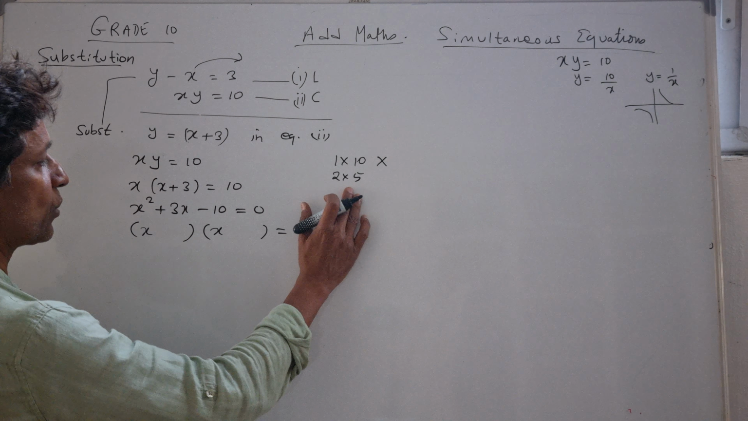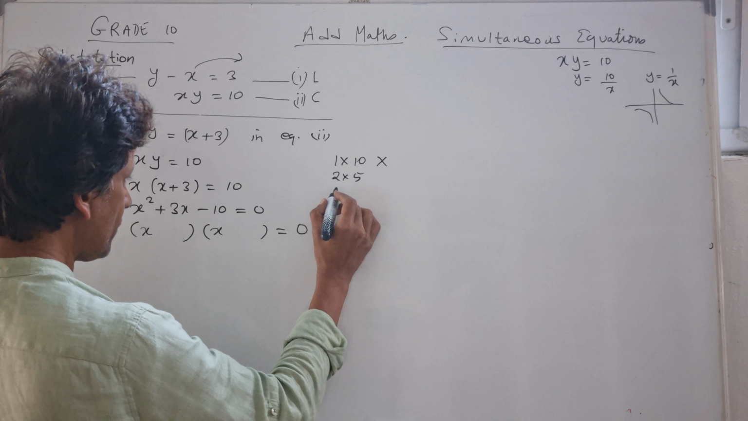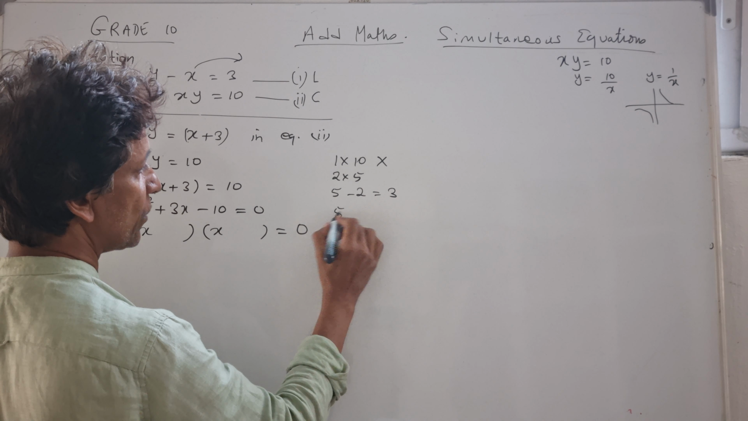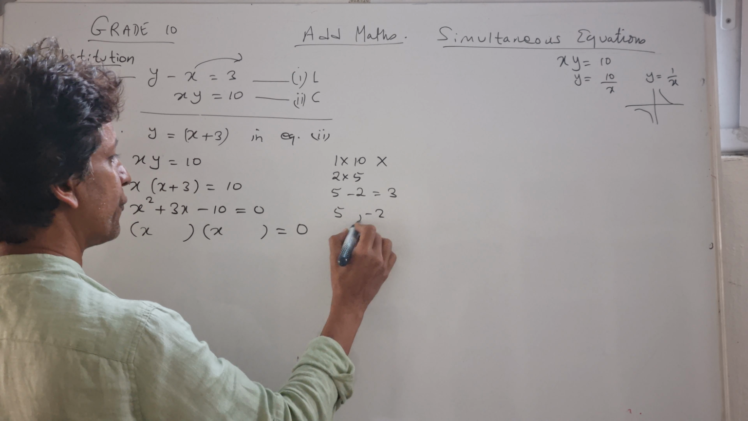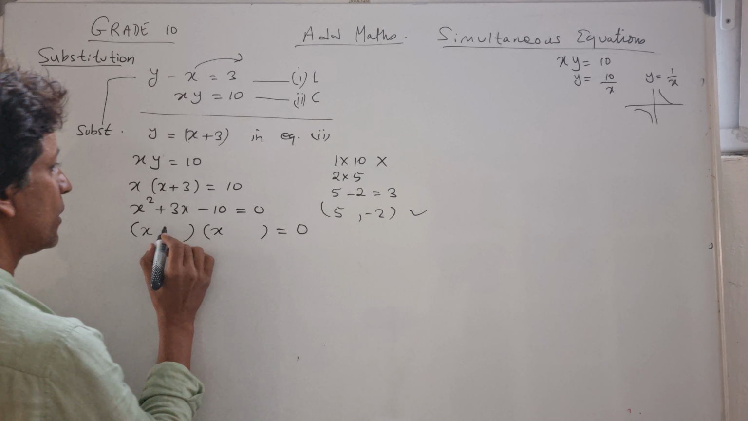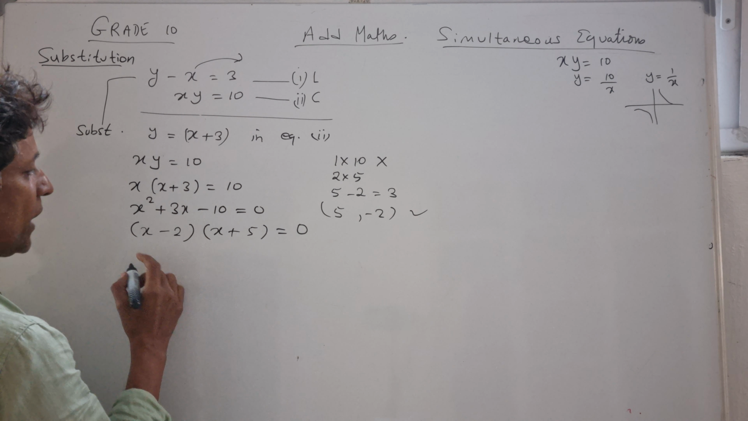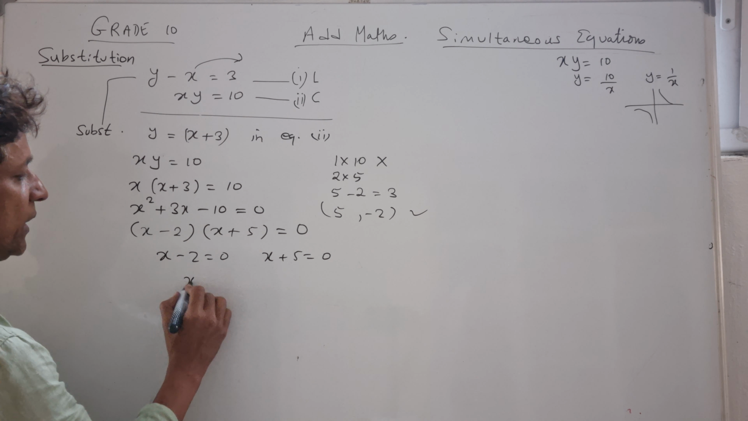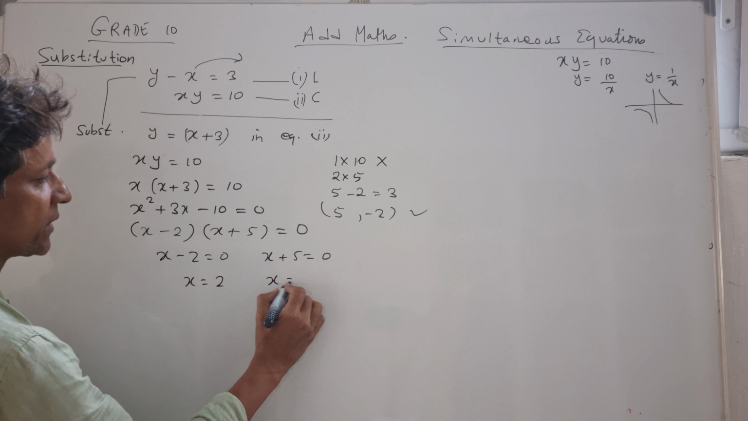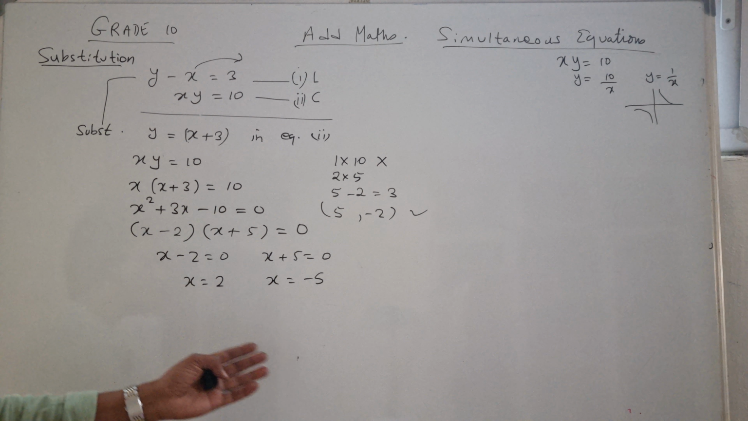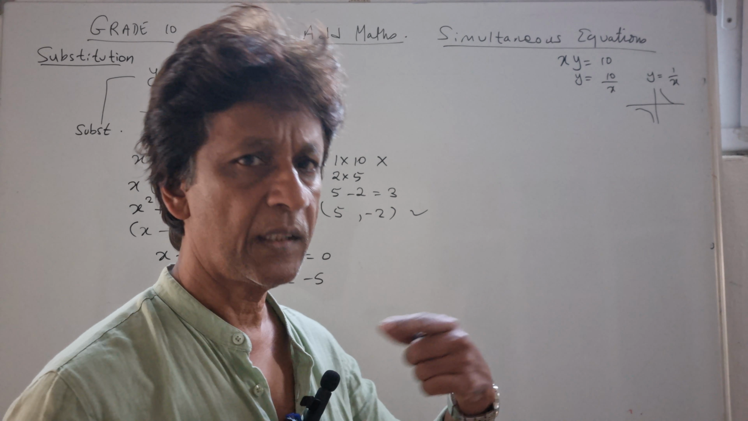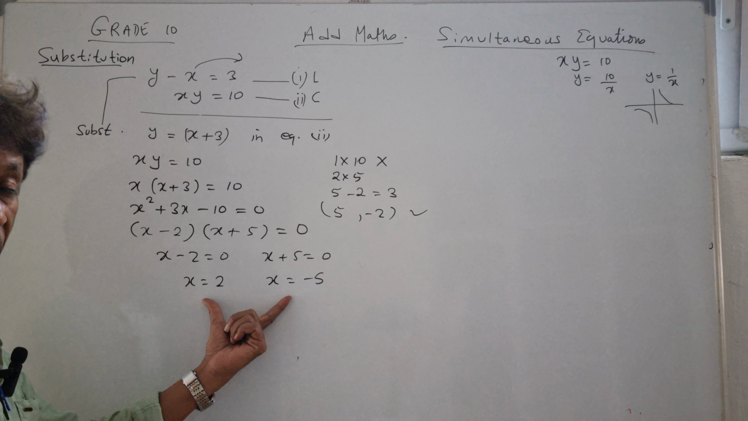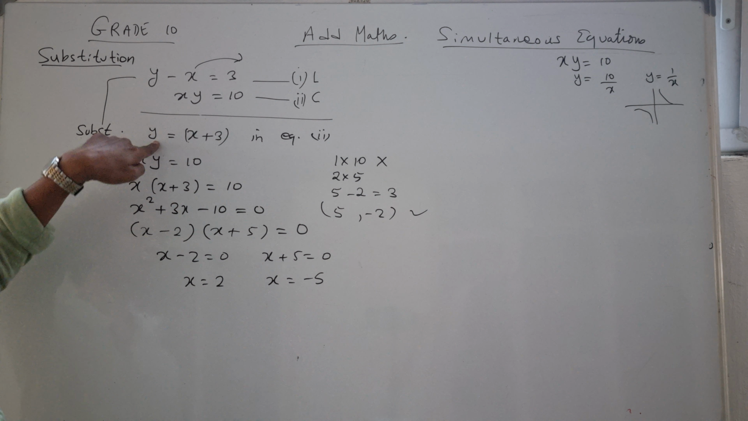So how can I make this sum equal to 3? Now, if I say 5 minus 2, I'm going to get 3. So basically one of them is 5, one of them is minus 2. So 5 and minus 2 seems to work out. So I'm going to say x minus 2 and x plus 5. If x minus 2 is equal to 0 and x plus 5 is equal to 0, we can clearly say that x is equal to 2 and x is equal to negative 5. So I've got a pair of values for x. And now those two values of x will give me two values of y when I substitute these values of x into y over here.